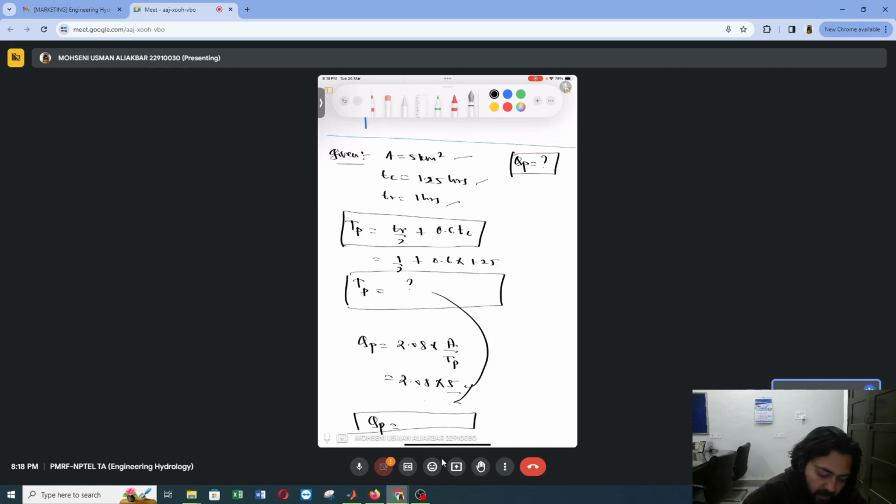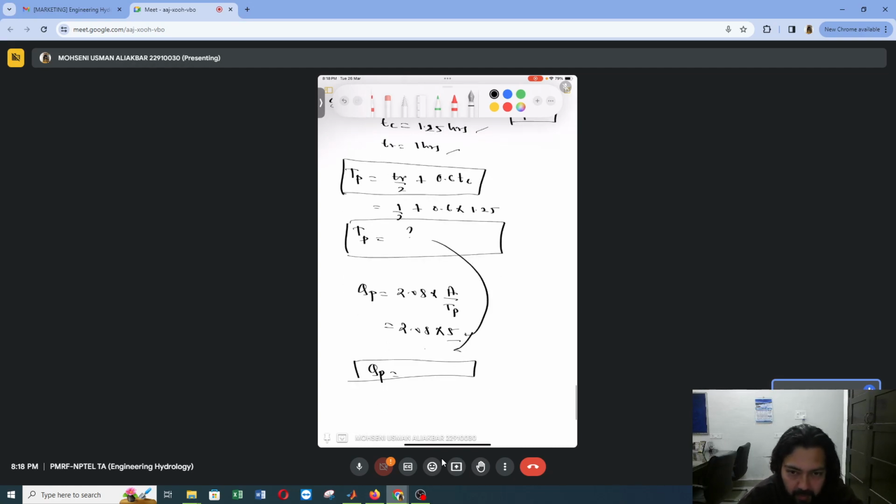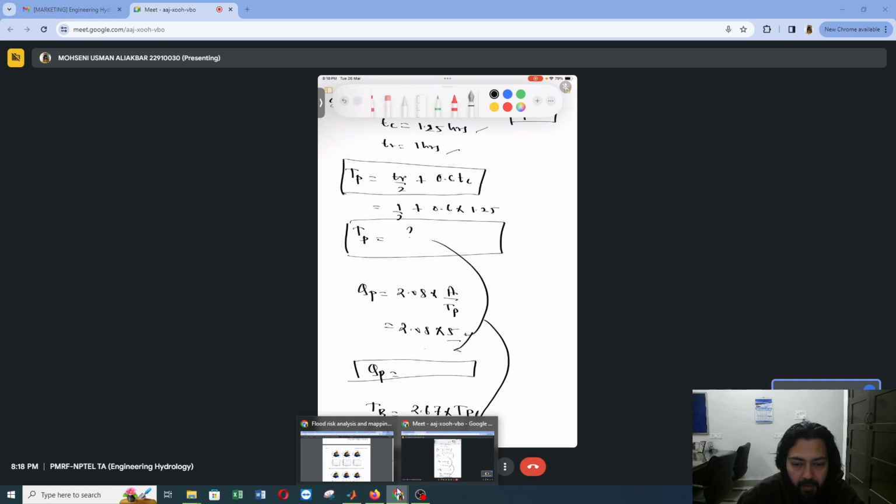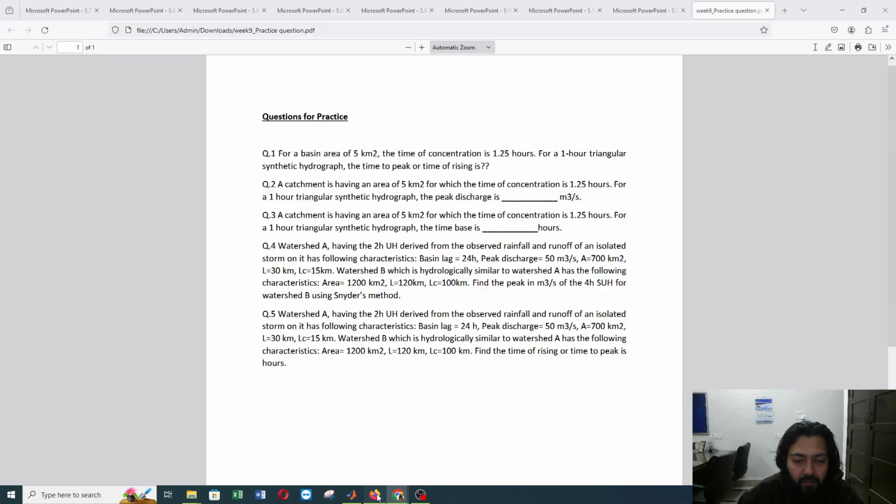Then in the next question they ask, for the same catchment, what would be the value of time to base, right? We know that for the SCS dimensionless curve the time to base is 2.67 times the time to peak. So again we substitute the value of time to peak here and we'll get the time to base. So the first three questions are based on the SCS dimensionless synthetic unit hydrograph.